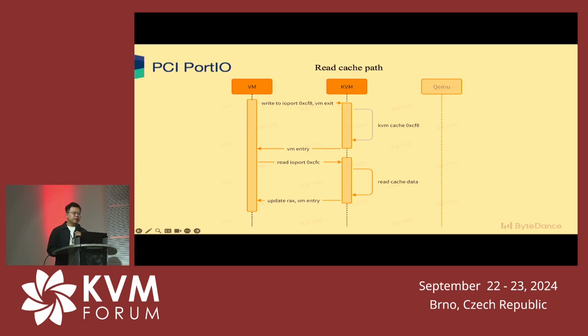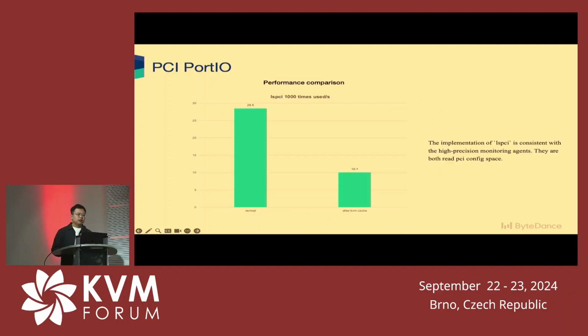Then reading the corresponding PCI config space data will cost less time, because we just need to fetch the value from our cache in KVM. No need to return to QEMU user space unless the cache is invalid in some low frequency situations, such as reboot or device hot plug. After optimization, we found that operations like lspci cost less time: 1,000 runs of lspci were reduced from 28 seconds to 10 seconds.